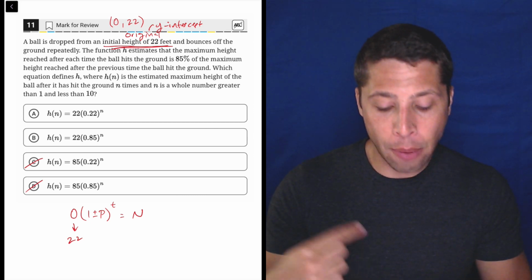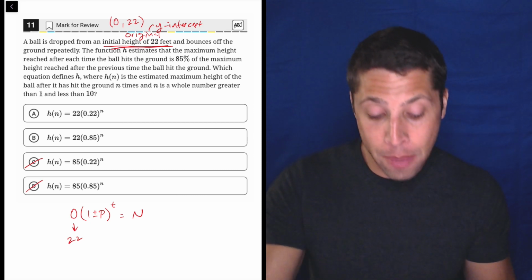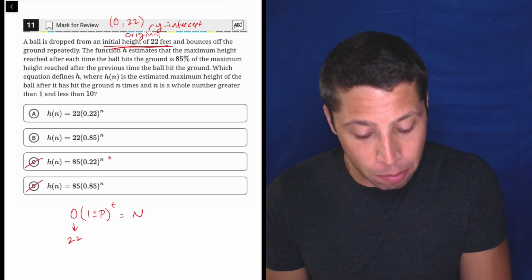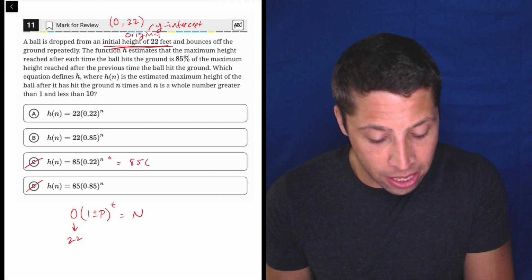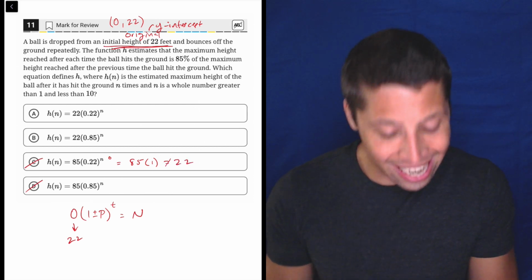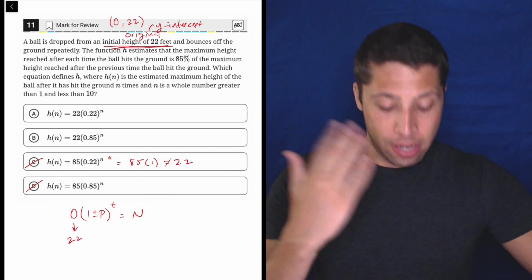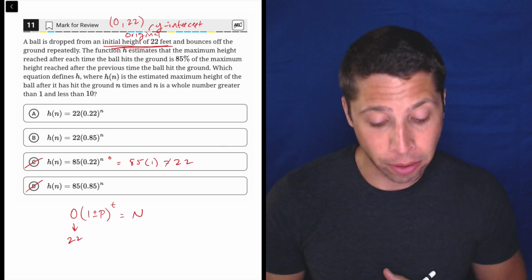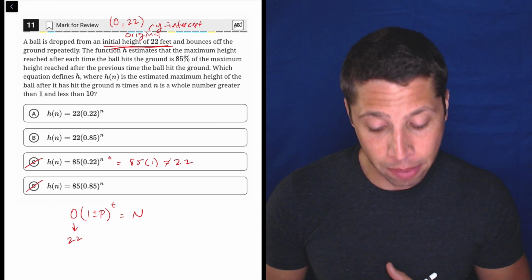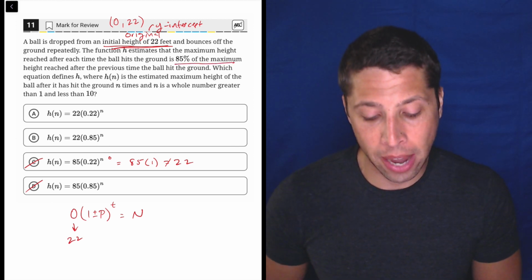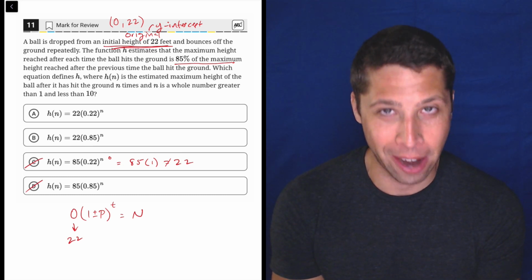And again, that would only work in choices A and B, because anything raised to the 0 power is going to be 1. So choices C and D are really just 85 times 1, but 85 times 1 is not equal to 22. Now, continuing, a ball is dropped from an initial height of 22 feet and bounces off the ground repeatedly. The function h estimates that the maximum height reached after each time the ball hits the ground is 85% of the maximum height reached after the previous time the ball hits the ground.